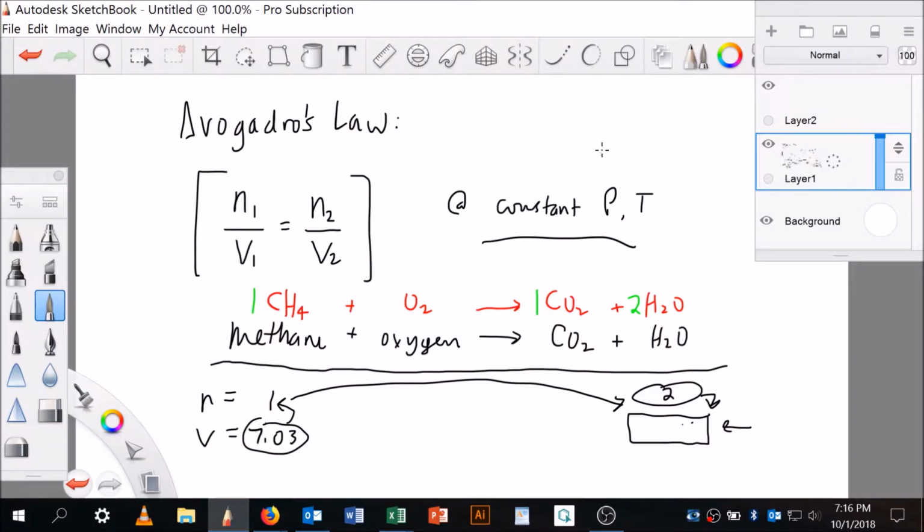I should have put this in my new layer. I'm just going to put it all right here. Can I put it in green?